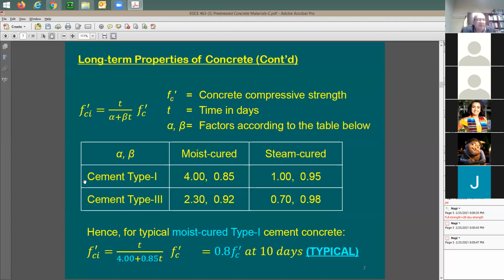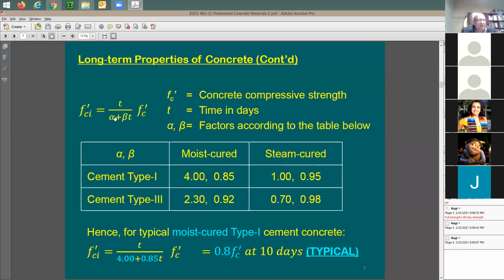So it depends. Are you planning to use cement type 1 or cement type 3? Are you doing moist cure or steam cure? Why would you do steam cure? Because it can also get you high strengths quickly, or quicker. So the curing time is going to be less, and this is why you get lots of strength in a short time. Let's look here at the factors, alpha and beta. Here's alpha, here's beta.